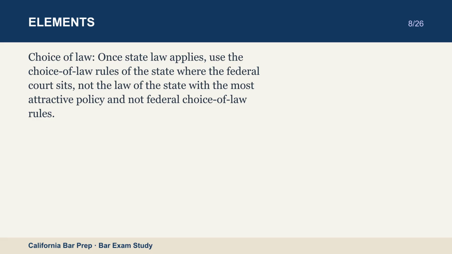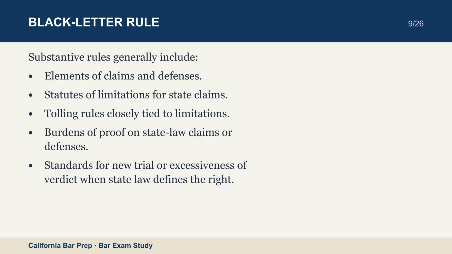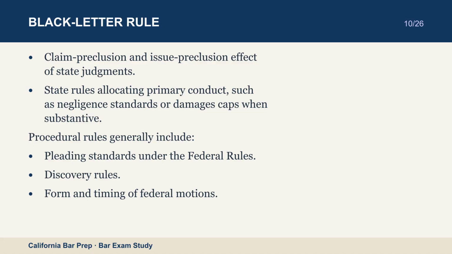Substantive rules generally include elements of claims and defenses, statutes of limitations for state claims, tolling rules closely tied to limitations, burdens of proof on state law claims or defenses, standards for new trial or excessiveness of verdict when state law defines the right, and claim preclusion and issue preclusion effect of state judgments. State rules allocating primary conduct, such as negligence standards or damages caps when substantive.